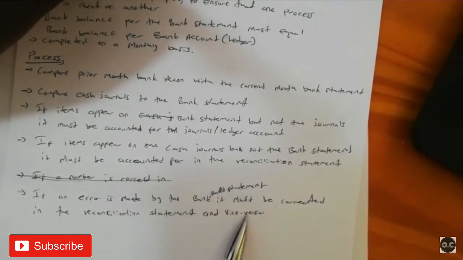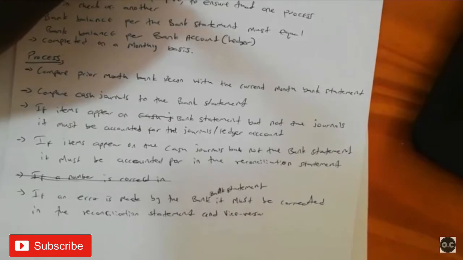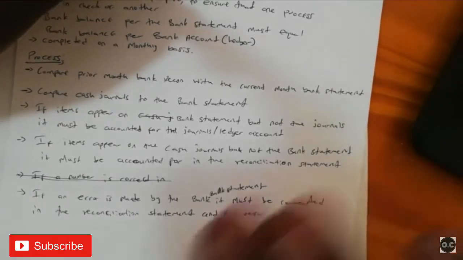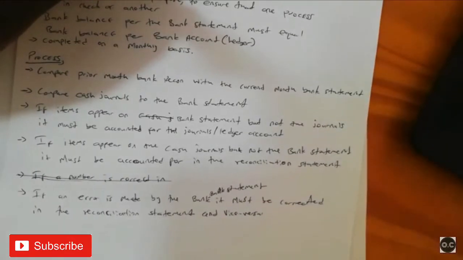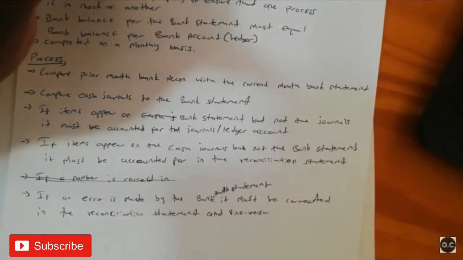And then if an error appears in your journals or your bank account, then you must fix it in your journals or bank account. That's pretty much how it works. Okay, so that's the basic process, and that's how you do your bank recon usually, right?